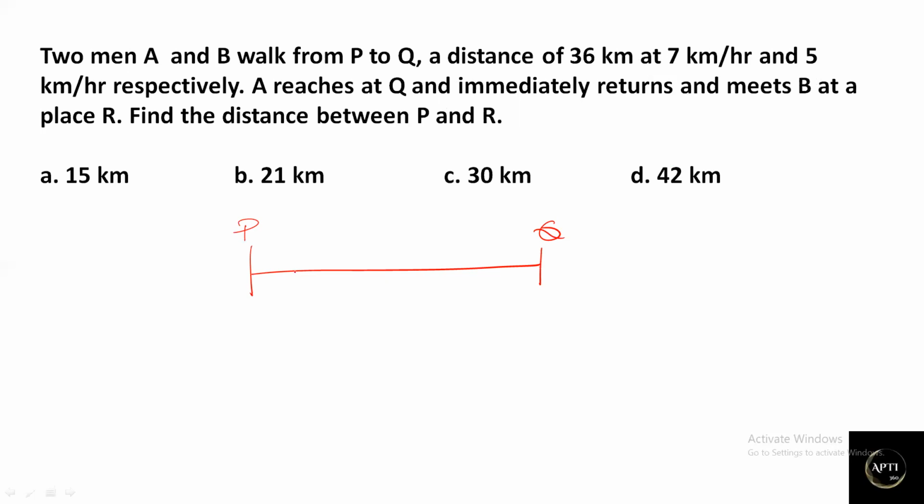Those are walking with two different speeds, and it is clearly given that the distance from P to Q is 36 kilometers. The distance between these 2 points is given as 36 kilometers.